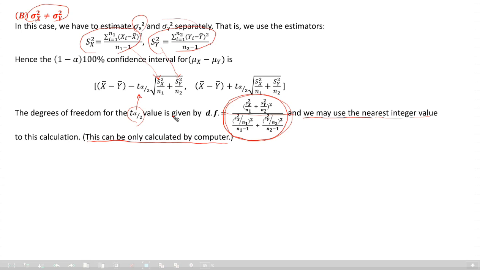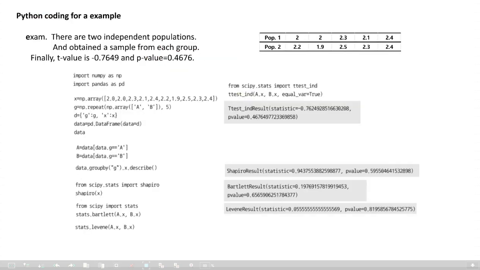Understand that? Anyway, there are two cases: two variances are equal, and two variances are not equal. But we have to use a computer in order to solve this problem. I just added one more page, Python coding for this example. This is example data, two independent populations, sample sizes are equal at 5, and you may follow this Python coding, okay?